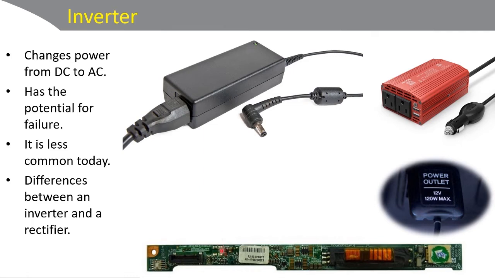But remember, an inverter changes power from DC to AC. So it takes the direct current, which flows in one direction only, and changes that to alternating current, which periodically reverses direction. Lamps such as CCFLs require this multi-directional flow of electricity, and therefore they rely on AC.